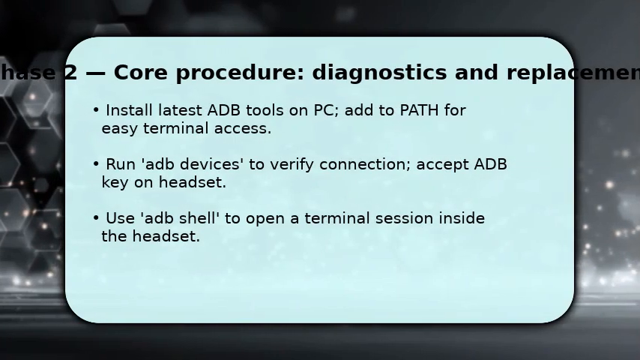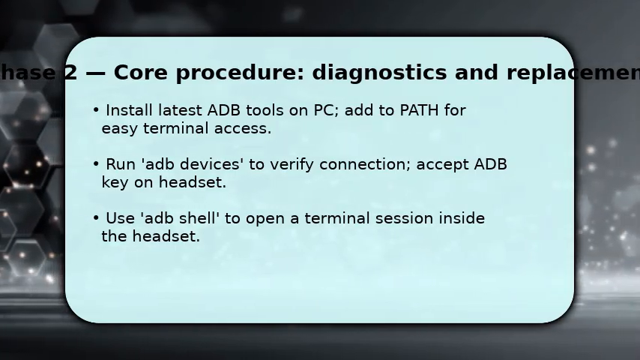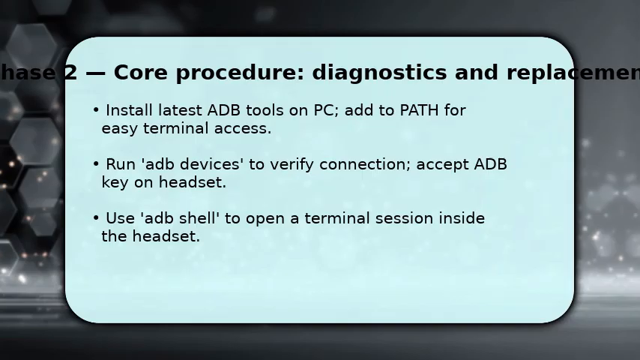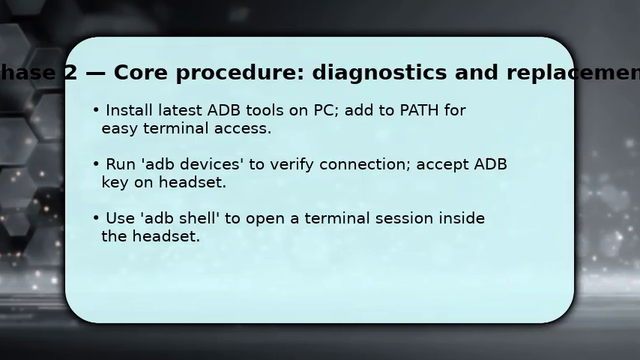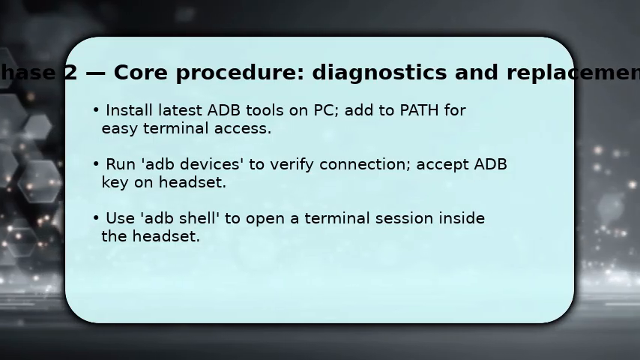Now install the Android Debug Bridge tools on your PC and add them to your path so commands work anywhere. Open a command prompt and run adb devices. You'll see the headset listed once you accept the ADB key on the headset.